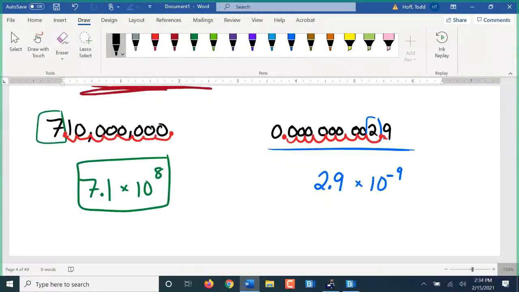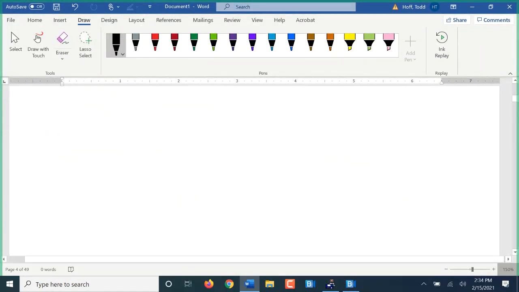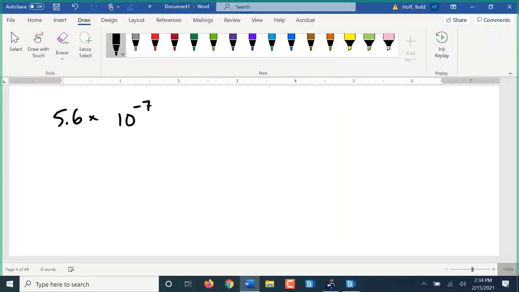So we can convert from decimal or standard notation into scientific notation just that quick. Go the other direction. If I have 5.6 times 10 to the negative 7, and I need to convert that back into standard notation. Well, first I start out with my 5.6. Then I look at my power of 10. 10 to the negative 7. First of all, the negative tells me this was a small number. So to put it in standard notation, I'm going to make it smaller.